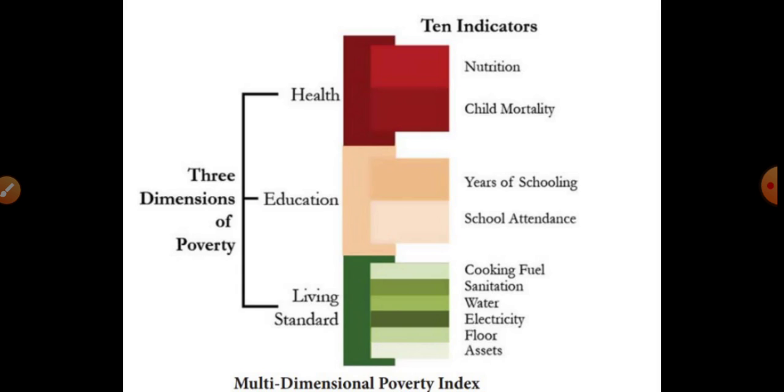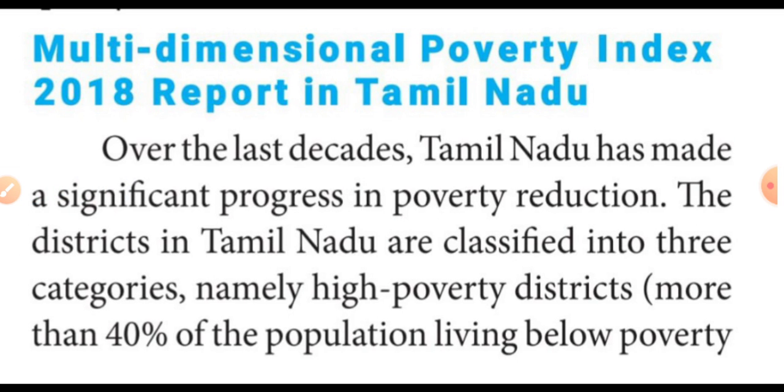Then the 10 indicators are nutrition, child mortality, years of schooling, school attendance, cooking fuel, sanitation, water, electricity, floor and assets. Okay students, the next topic is the Multidimensional Poverty Index 2018 report in Tamil Nadu.